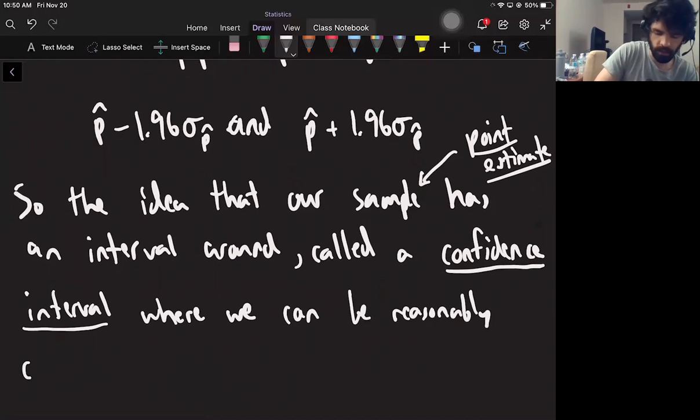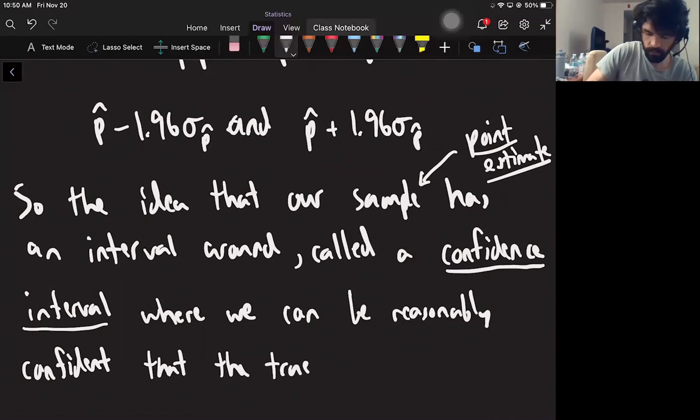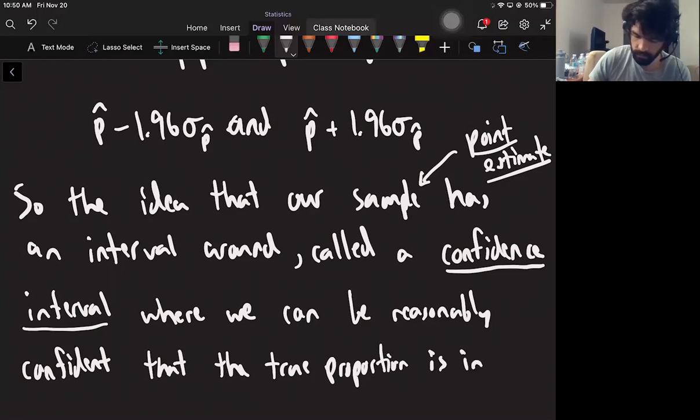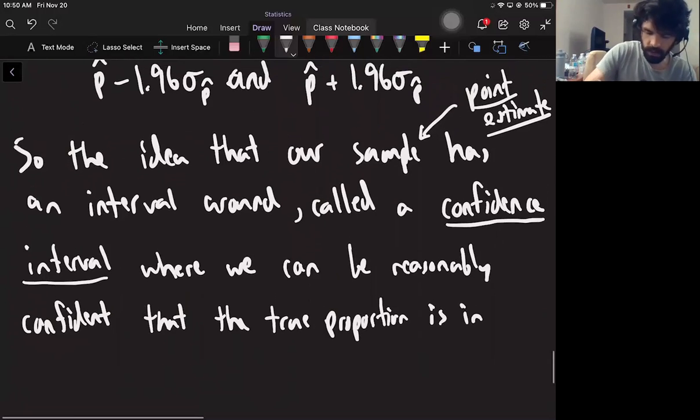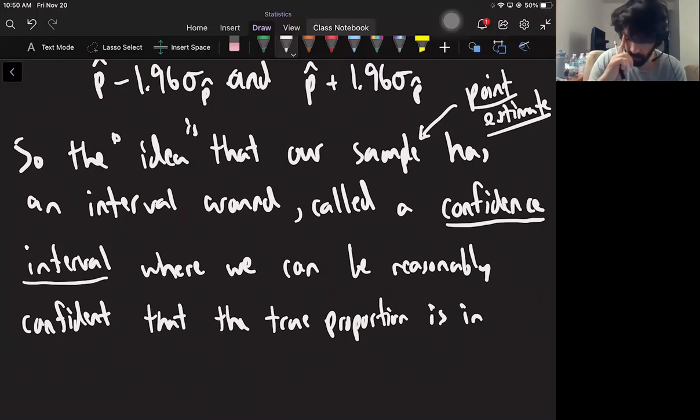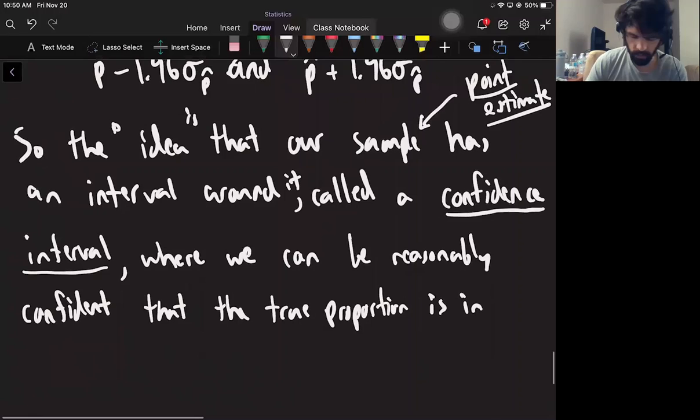So you can be reasonably confident that the true proportion is in there. Sorry, I skipped a bunch of words. So the idea is that our point estimate has an interval around it called a confidence interval, where we can be reasonably confident that the true proportion is in there. Is that a sentence? Okay.